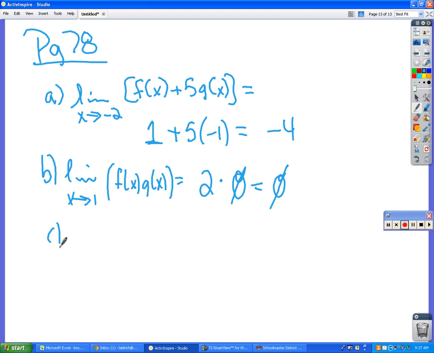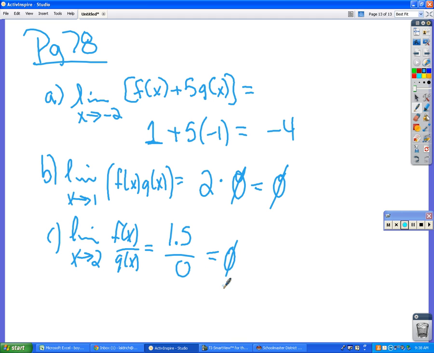Okay? And then how about the limit as x approaches 2 of f of x divided by g of x? What's the limit of f as x approaches 2? Got to estimate a little bit there. You're going 1.5. What's the limit as x approaches 2 of g of x? 0. So what's the answer? Right, can't do it because I can't divide by 0. Okay, so that is a way that you could do it by looking at the graphs.